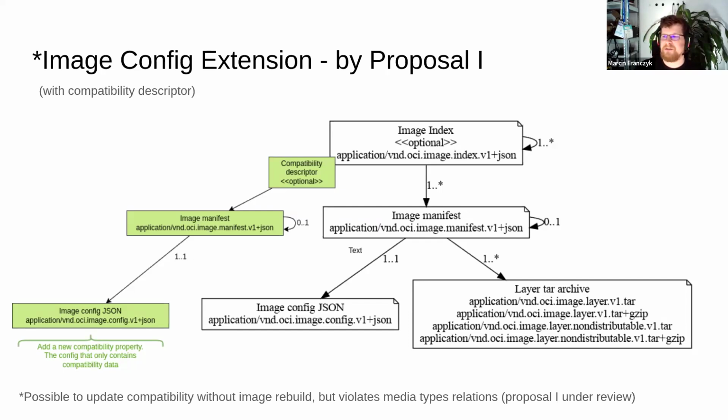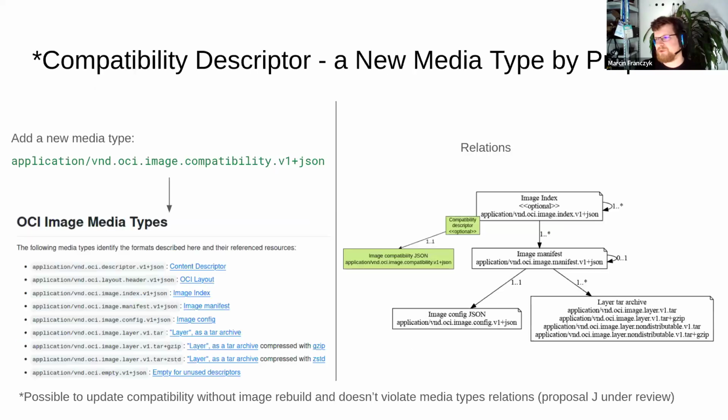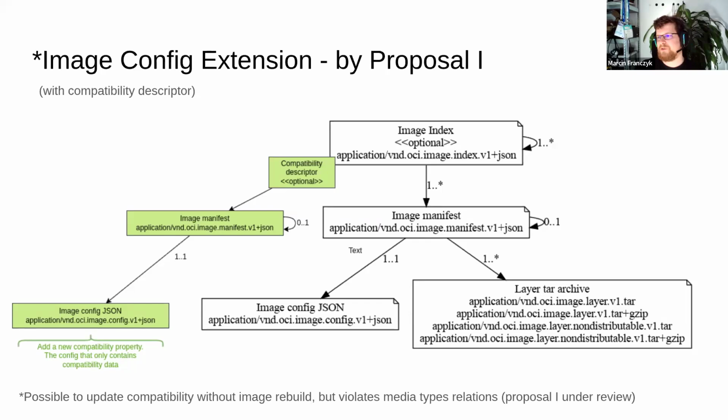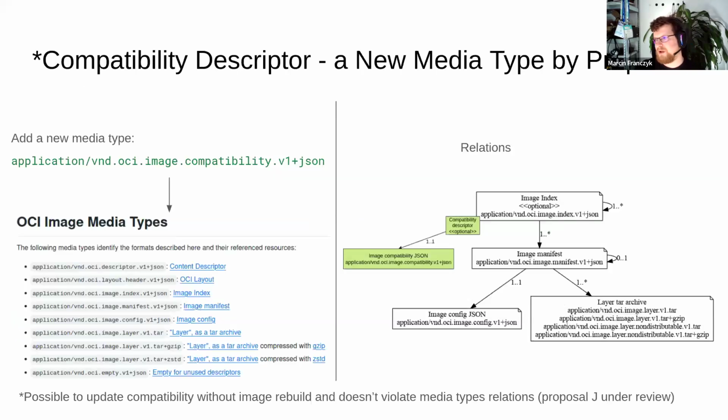I can understand that, but putting all of this together over the compatibility descriptor, either wrapping this around the manifest or adding this as a new media type, I don't think it's hacky. You're just making compatibility part of the image spec. And I think this is the biggest concern right now.